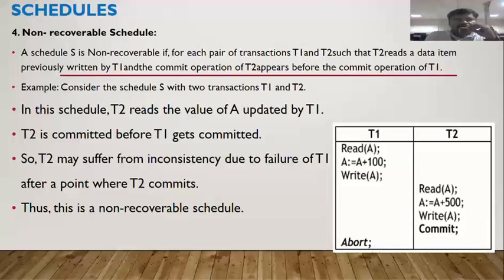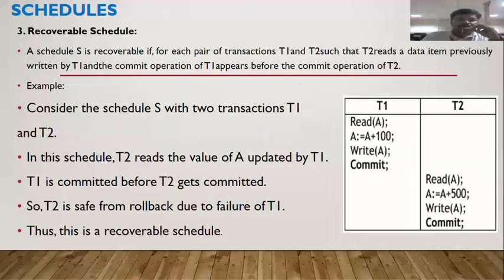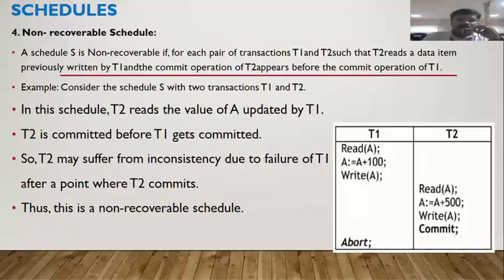So T1 and T2 both cannot be recovered. But in a serializable recoverable schedule, you can see that T1 and T2 both are committed and there won't be any abort statement. But here T1 gets aborted after T2 is committed. So it suffers from an inconsistency due to the failure of T1 after the point where T2 commits. Thus both transactions in this schedule, T1 and T2, become a non-recoverable schedule.